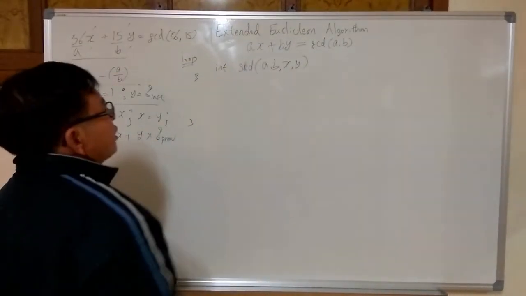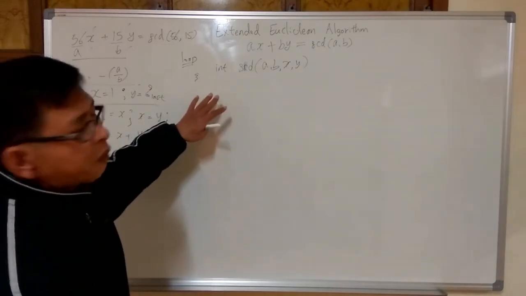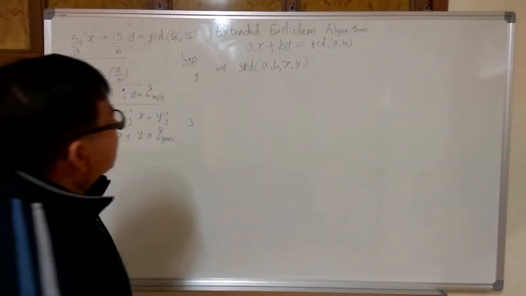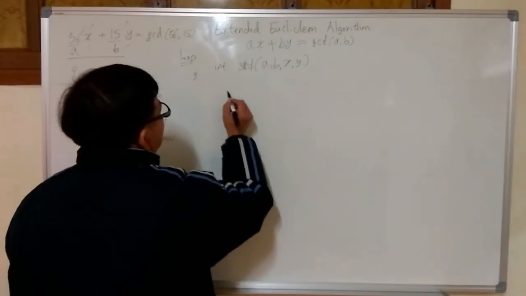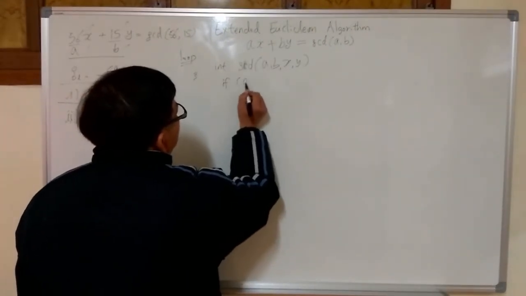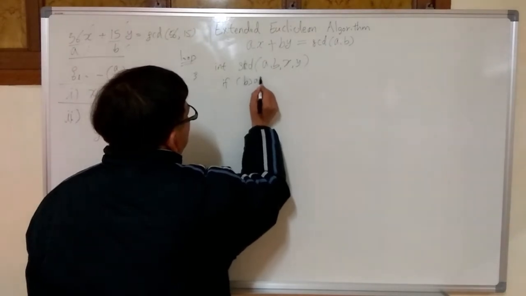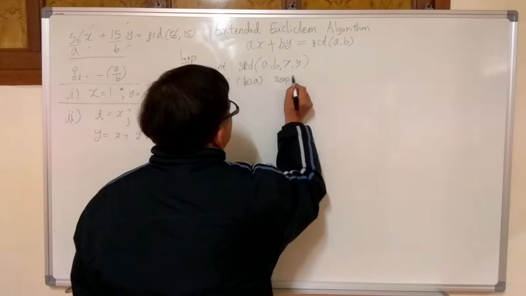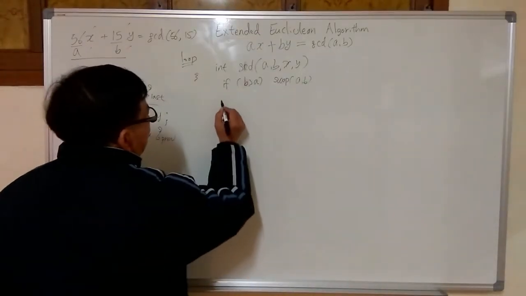This is the extended Euclidean algorithm. So I will explain the Euclidean algorithm, then I will expand to the extended Euclidean algorithm. In the Euclidean algorithm, we learned something like this. If B is greater than A, this step is actually important, we swap A and B.